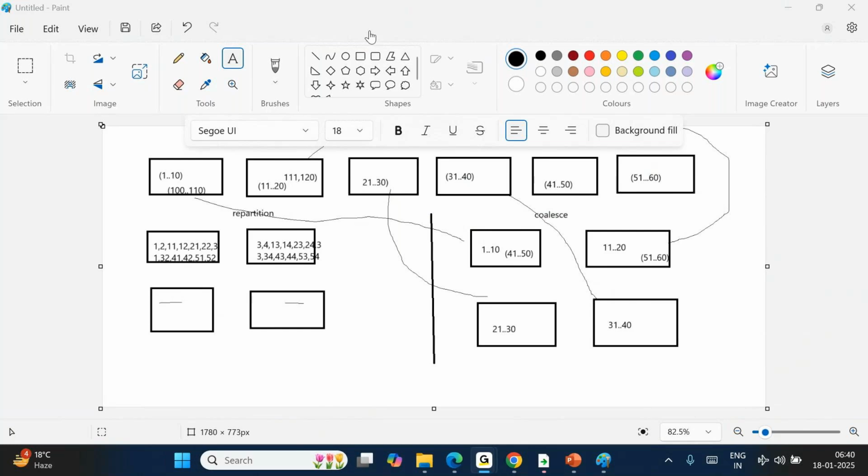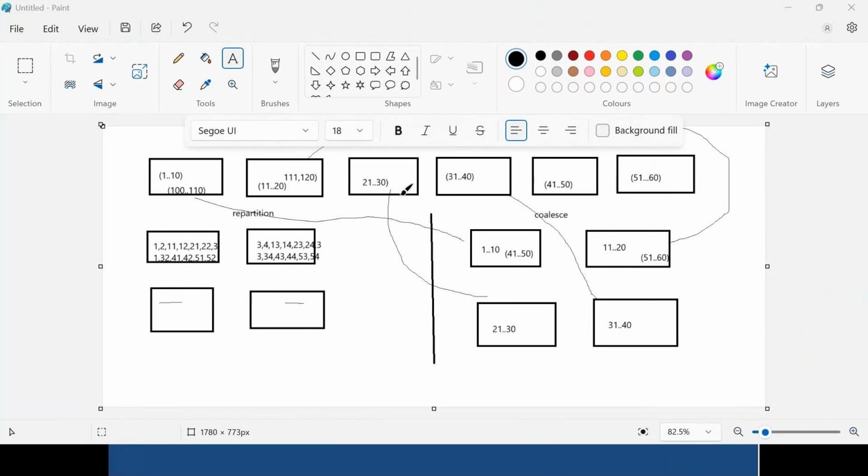But there is a biggest problem with the Coalesce case. In case you already have uneven distribution, what if it is added like this, which creates a much bigger problem, isn't it? Because we don't know which partitions it is able to combine into one partition.